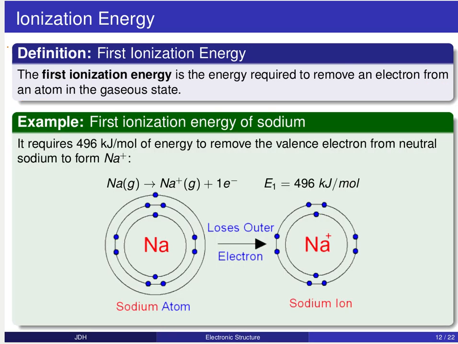So for example, if we look at sodium, sodium is sitting here with 11 electrons, with an outermost electron in a 3s orbital, 3s1. And if we are going to remove that outermost electron, we are going to be left with a sodium ion, which of course has the same electron configuration as neon. And we can measure the amount of energy that's required to rip this electron away from that sodium atom. It turns out in this case that number comes down to 496 kilojoules per mole.